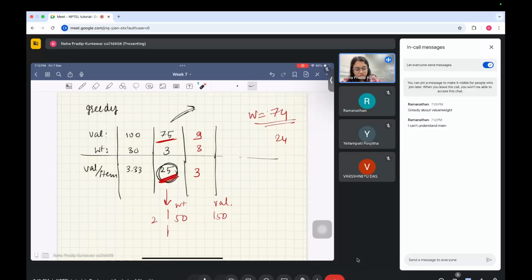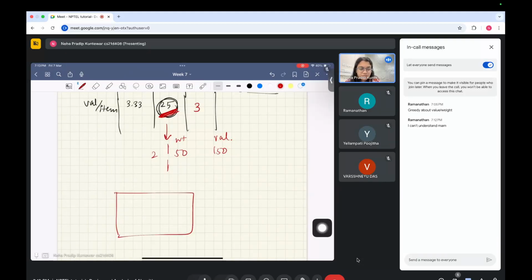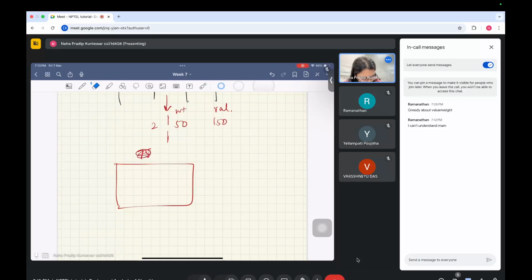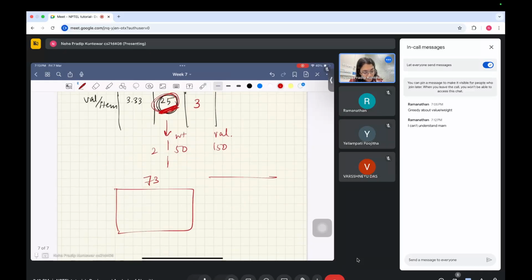Okay, so I'll just try to explain it one more time. Although it would have been nice if I had a counter example ready, but let me try now. So let's say you have some capacity of, let's say 75 again. Sorry, what was that? 74. Okay, let's say there is some capacity of 73, and you have some items of this value over weight of 25.